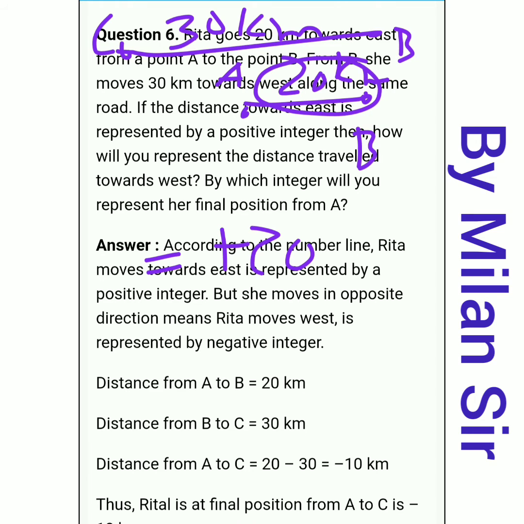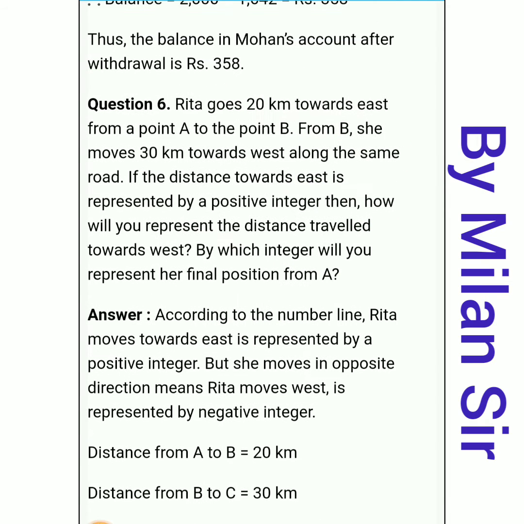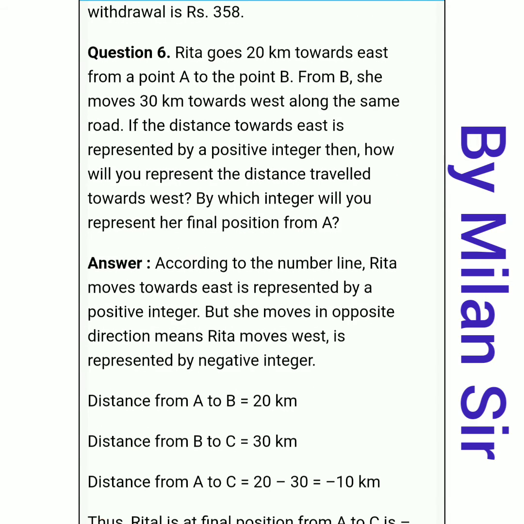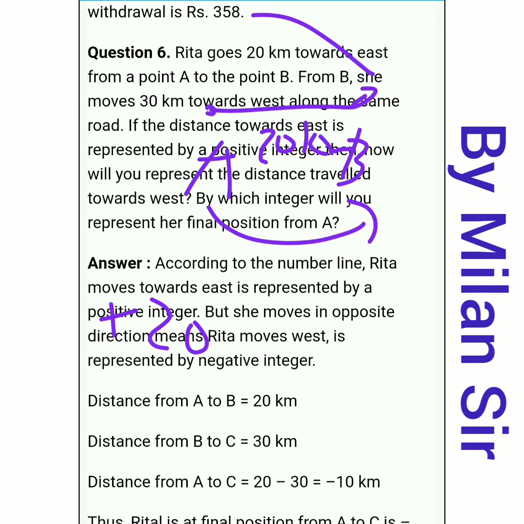First of all A to B, so right hand side, so plus 20, and from B to C it is left hand side direction, so we need to subtract it. First of all A to B is 20 kilometers, from here to here, so plus 20. Now from B to point C, it is left hand side, so we need to subtract it, so minus 30. We need to find the final position.